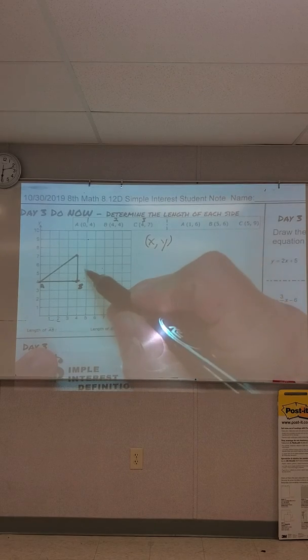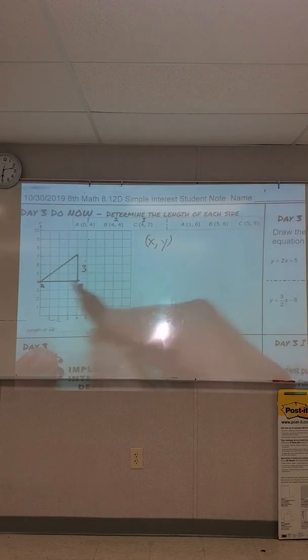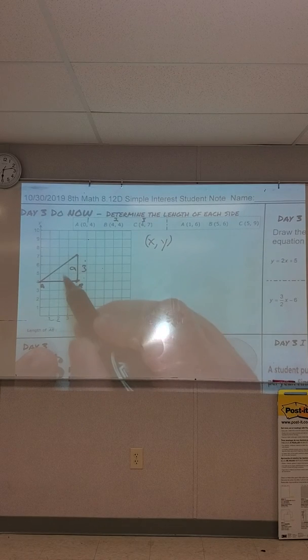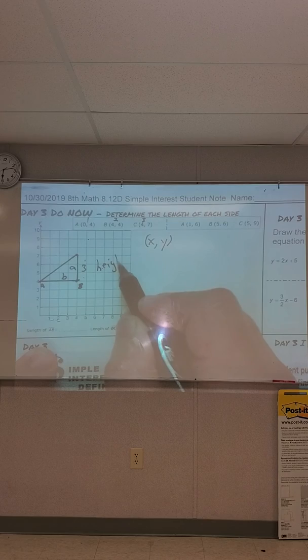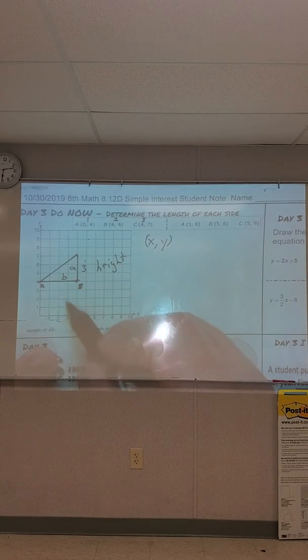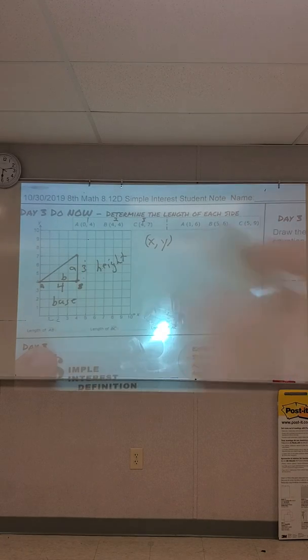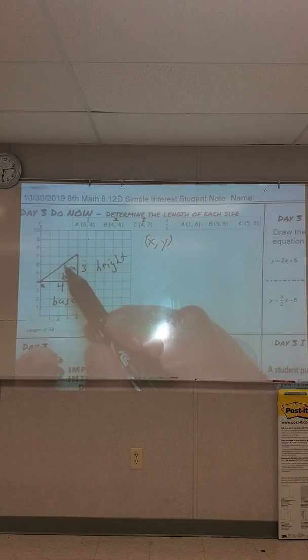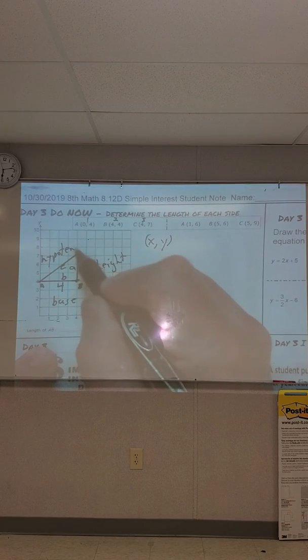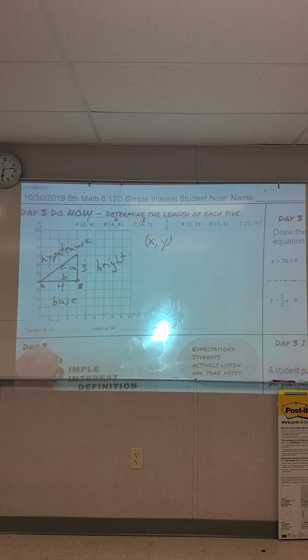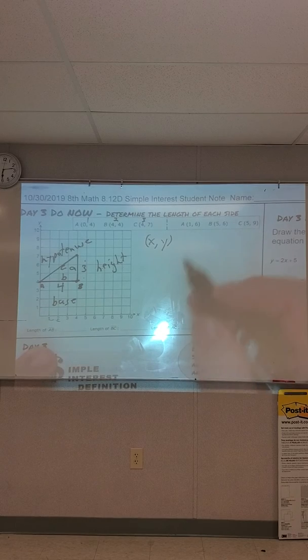So we see we have 3 units long. That's for side A, which we call our height of a triangle. B, we call this our base. We notice that it's 4 units long, and we want to figure out how long side C is. That's our hypotenuse. So, it's pretty easy. We just use the Pythagorean theorem.